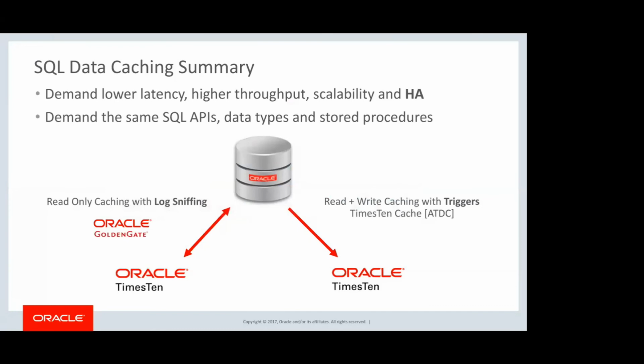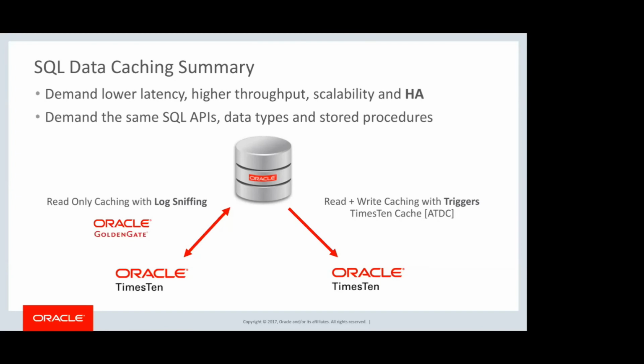I want to summarize and then we'll do questions. So in summary, caching is useful if you have lower latency. As a bonus, you get higher throughput. If you can use the same data types and the same SQL for your caching application as your system of record, that means you don't have to rewrite your application. You can just change your connect string.